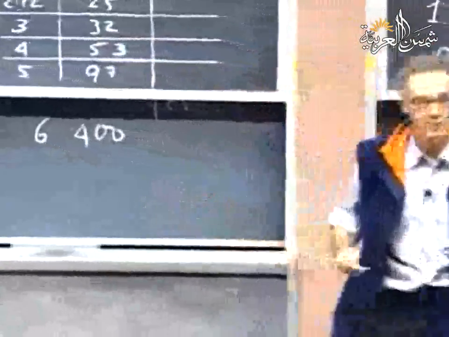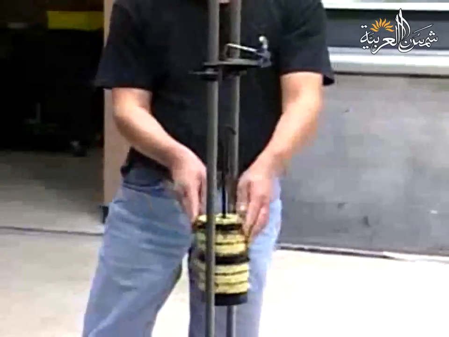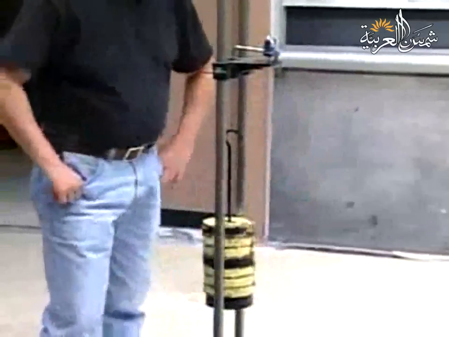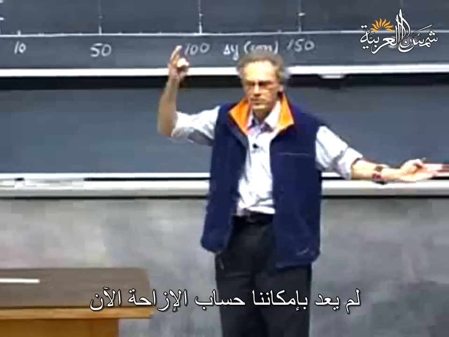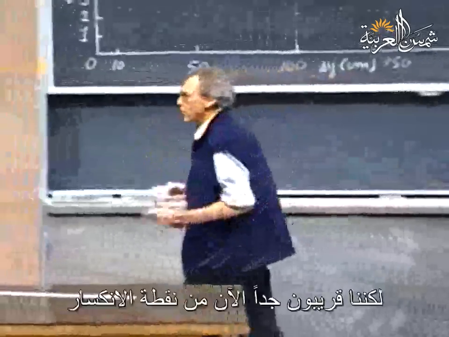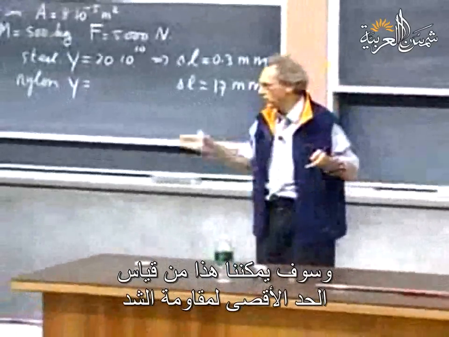Put on 7. It will go through the ceiling now, so we lose it. But what I want to do now, I want to get to the breaking point. We can no longer measure the displacement. But we are very close to the breaking point now. So we're going to load it up to the point that it will break, and that allows us to measure the ultimate tensile strength.